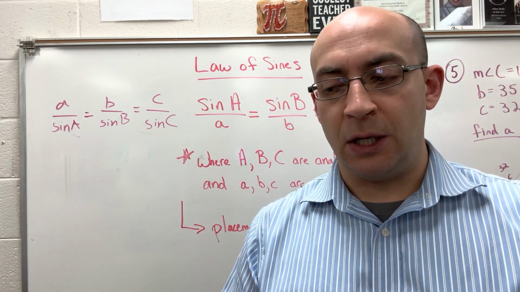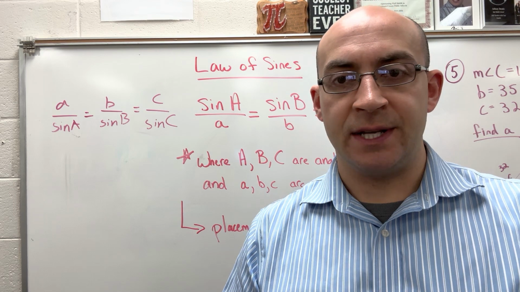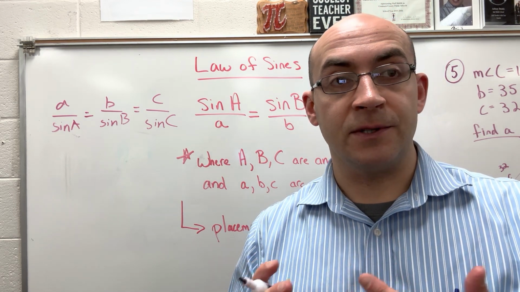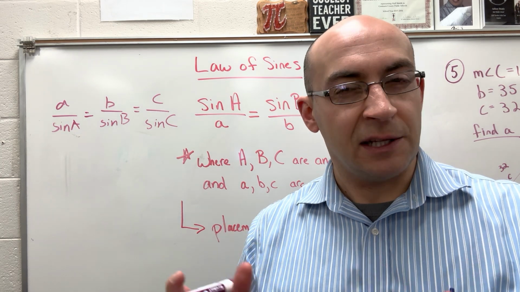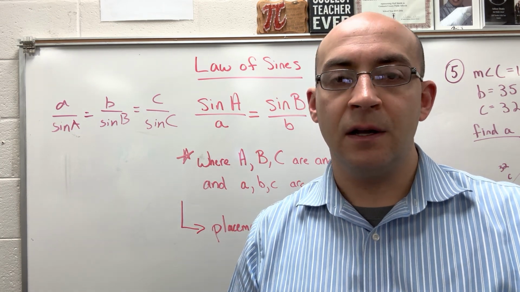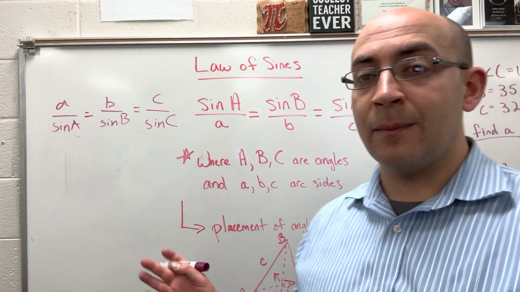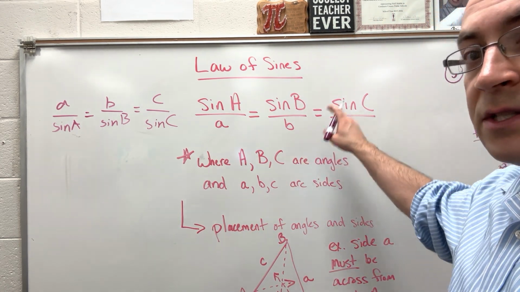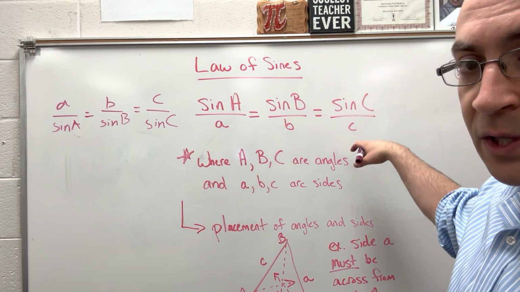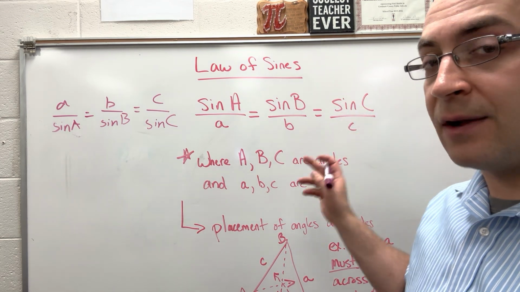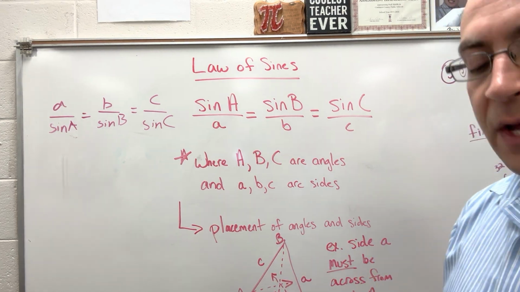Today we're gonna talk about law of sines with ambiguous cases. That just means that we could have a couple of different solutions here, because it's not clear until we figure it out mathematically how many different solutions we might have, or even if it's a triangle or not. Remember the law of sines: sine A over a equals sine B over b, and sine C over c, where the capital letters are angles and the lowercase letters are sides.